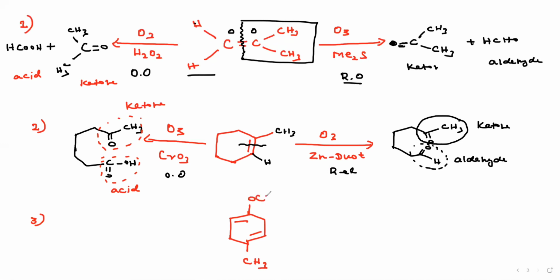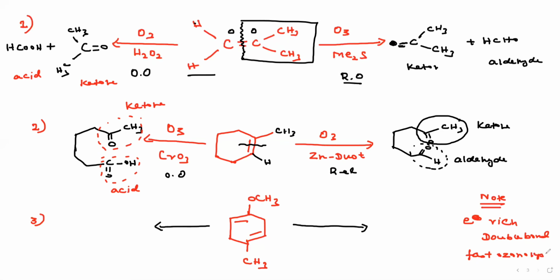OCH3. Now, the compound contains two double bonds. Which double bond undergoes ozonolysis? Please note this important point. The electron-rich double bond undergoes ozonolysis faster. Fast ozonolysis.